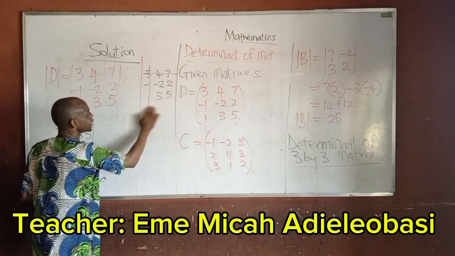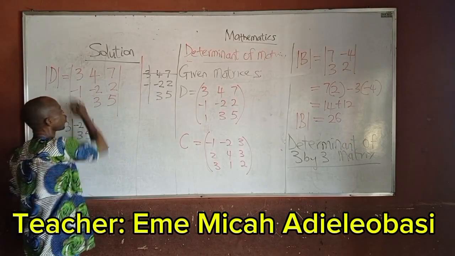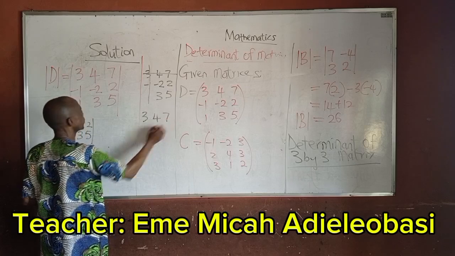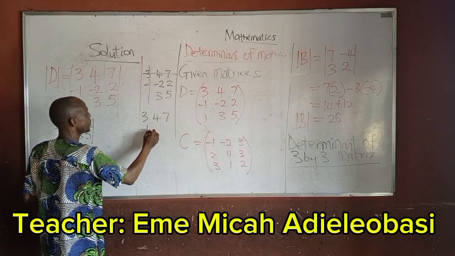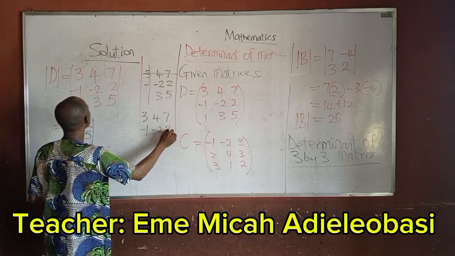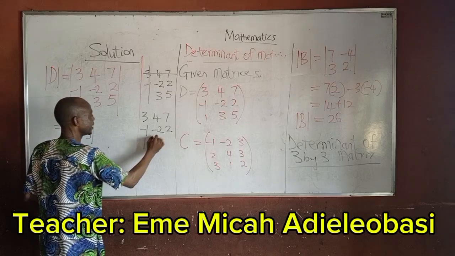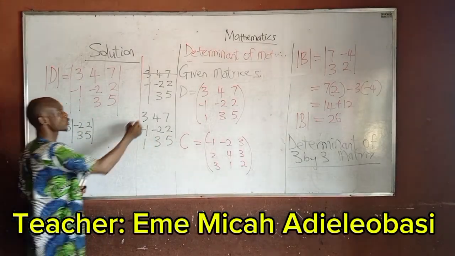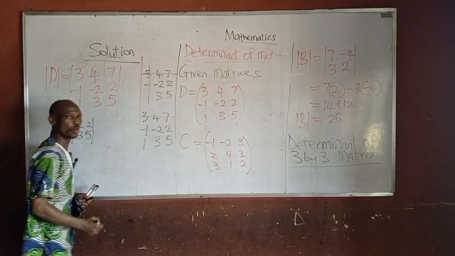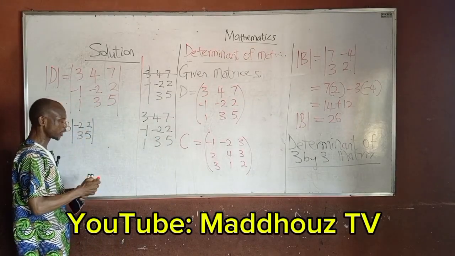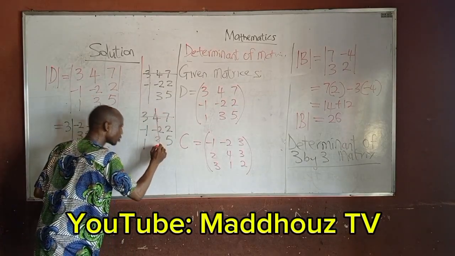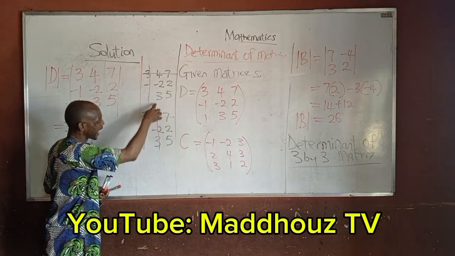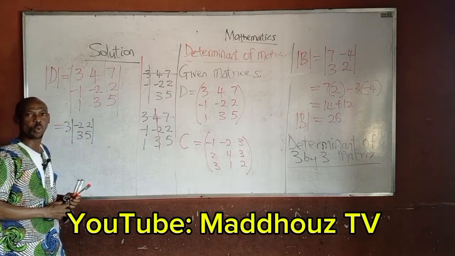The next one, what are we doing? Look at this again: 3, 4, 7, minus 1, minus 2, 2, then we have 1, 3, and 5. The next, we are closing the first row, but this time we are going to change it to the second column. So if we close the first row and the second column, what do we have?